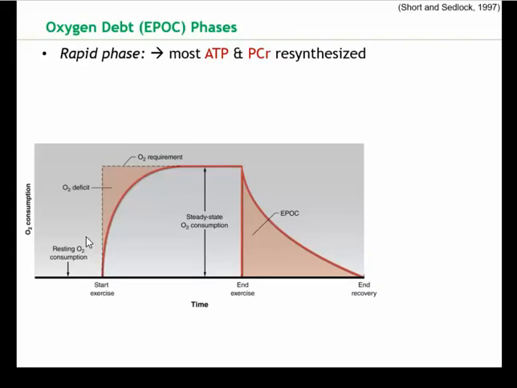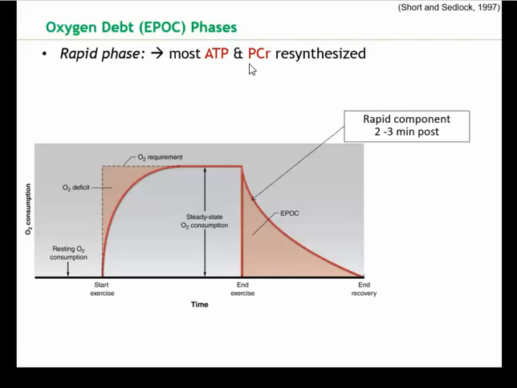So there are 2 phases of EPOC. First is the rapid component. So here, let's start at the very beginning: resting oxygen consumption, start of exercise. We have oxygen deficit, which we already described, and then here we have reached steady state, where all our ATP needs are being produced aerobically. And then here we end our exercise, and then there's an EPOC rapid phase.